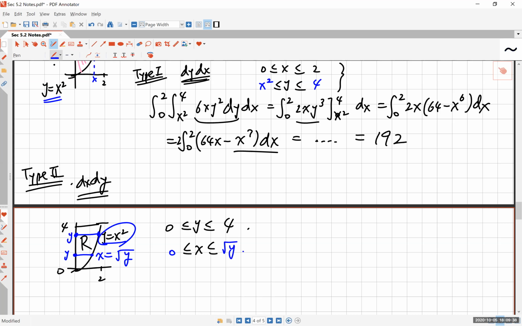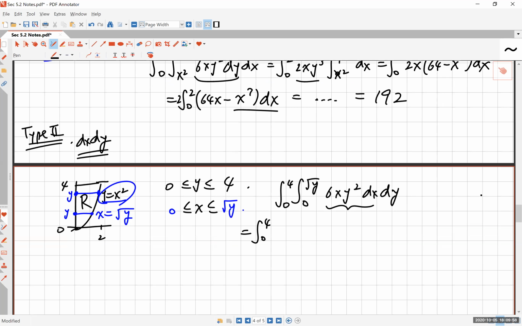And so that means your integral will be from 0 to 4, 0 to square root of y, and then you have 6xy squared. And what's the difference? This time you do dx, dy, right? Then the rest of this goes smoothly. Now, if you integrate this with respect to x, you get 3x squared, right? Y squared is considered a constant. And then this is what you'll end up with.